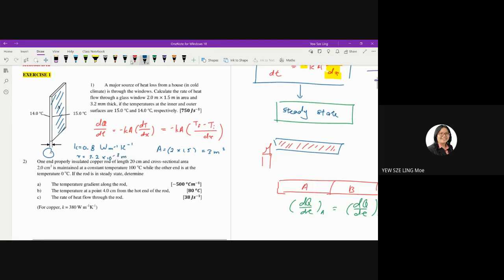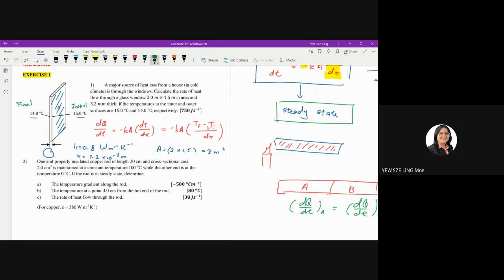So now we have the temperature. We are given two temperatures, one is 14 degrees and one is 15 degrees. So we need to know which one is initial, which one is final. If you remember, I told you just now, the heat is always transferred from hot end towards cold end. So which means the hot end is our initial temperature, and the cold end would be our final temperature.